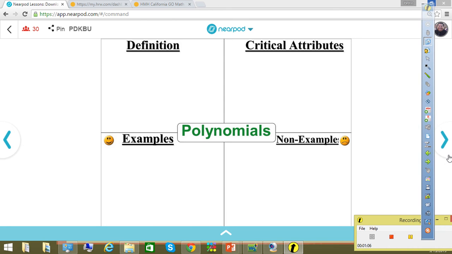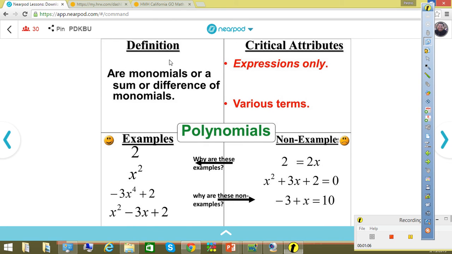All right, it should look something like this. They are monomials, or sums and differences of monomials. And like I said, that was in last night's homework, right? Yes, Mr. Q. All right, good. Examples, non-examples, and we know that they're expressions only with various terms.